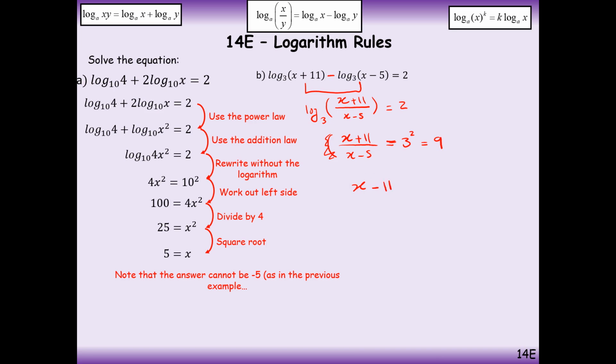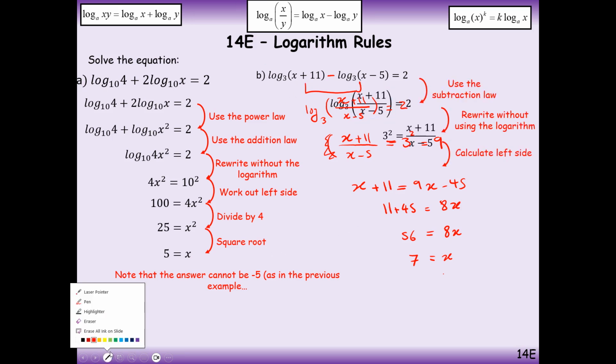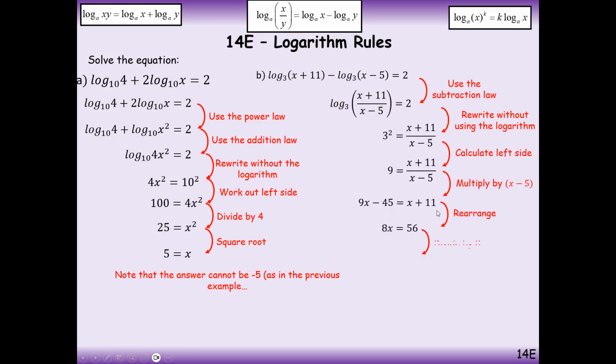Multiply both sides by x minus 5. I will have 9x minus 45, and this is a simple linear equation. I subtract x from both sides and add 45 to both sides. So I will end up with 8x equals 56, and dividing both sides by 8 gives me 7. Okay, and yes, it's a positive number, so that's great. So with the same working out, you end up with 7.